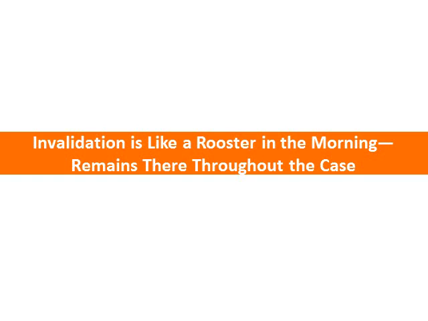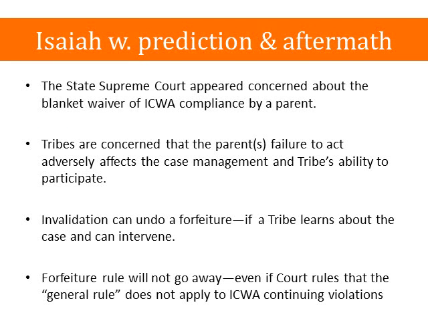It's like a rooster in the morning. It just keeps crowing. It stays there. There's nothing that will eliminate invalidation. So in other words, you cannot forfeit an invalidation. I think I had a picture of a rooster here, but the invalidation is always possible. It would be the best practice, though, to object. That's always the best mechanism to preserve or to perfect an issue.